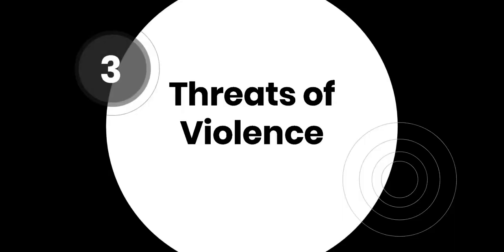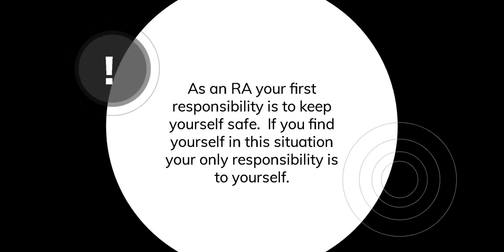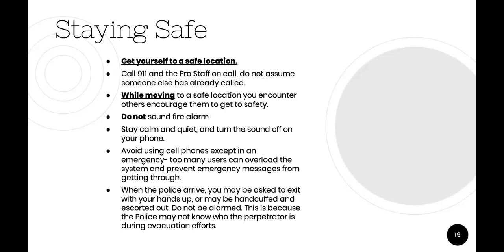Lastly, threats of violence. And with this one, we want to be really clear that as an RA, your first responsibility is to keep yourself safe. If you find yourself in this situation, your only responsibility is to yourself. So this is a big contrast between a fire evacuation where you're responsible for helping keep track of other people. In this situation, you're only responsible for yourself and your own safety. We do not by any means expect you to be a hero or to stop an action or to put yourself in greater harm to help other people. So this is totally on you, and we do offer extra training on this.